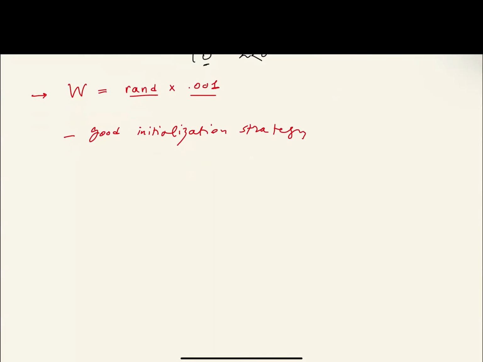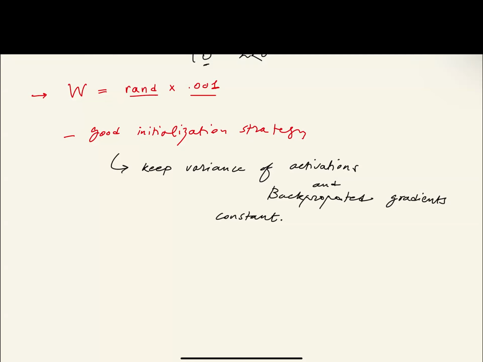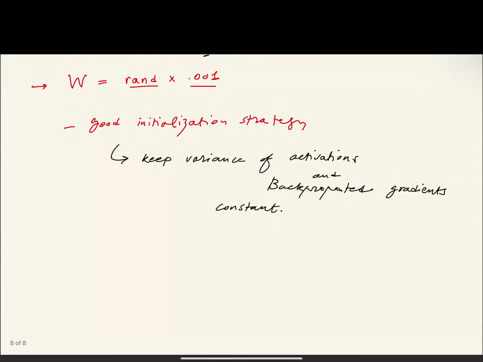So what is a good point? One measure is we want to somehow keep the variance of both the activations and the backpropagated gradients constant. So this is a good rule of thumb, right? We can at least initialize the weights in a way that ensures the variance at the beginning is constant. So let's zoom in on this.